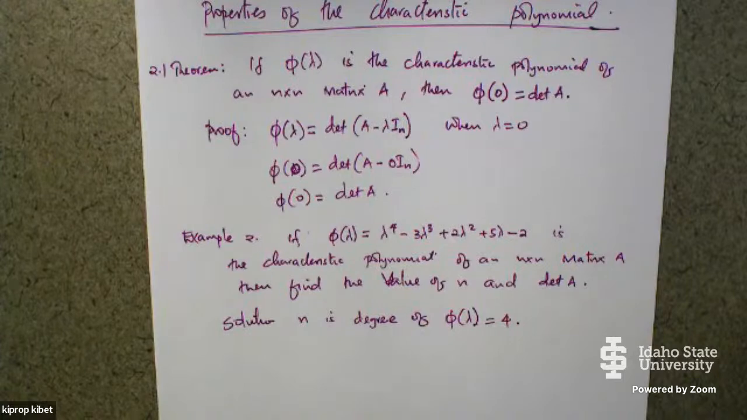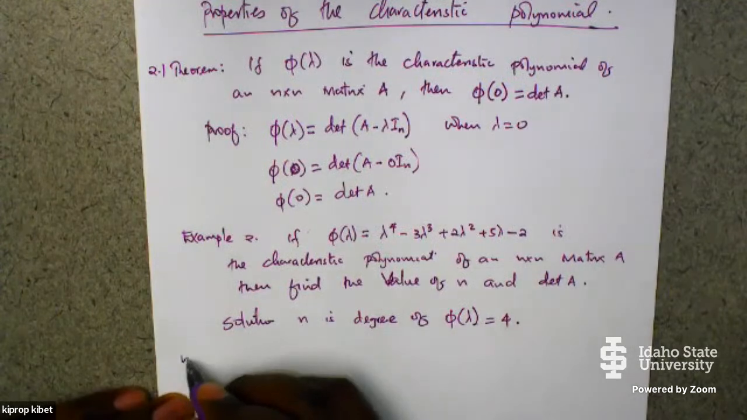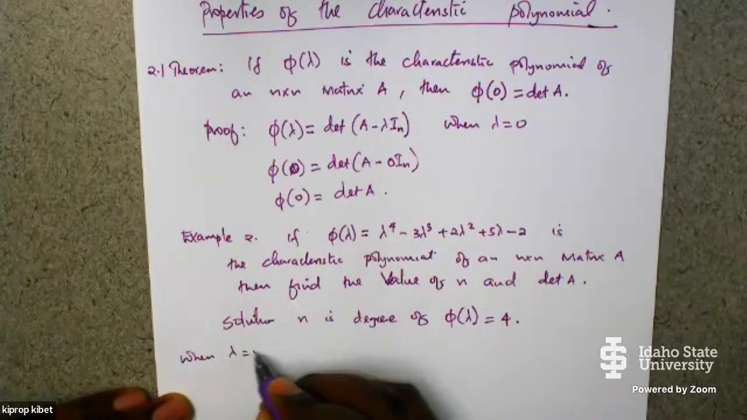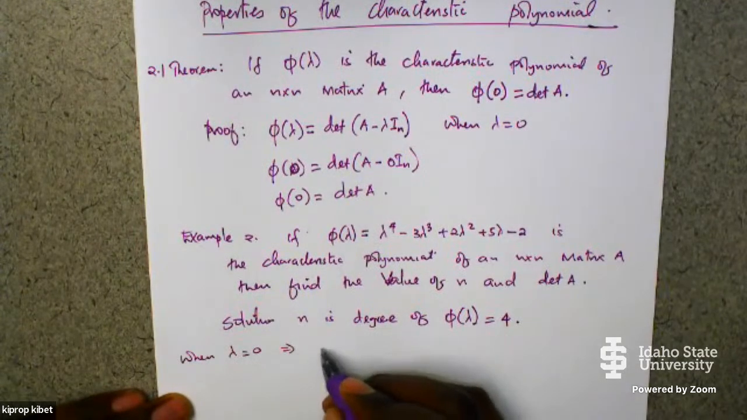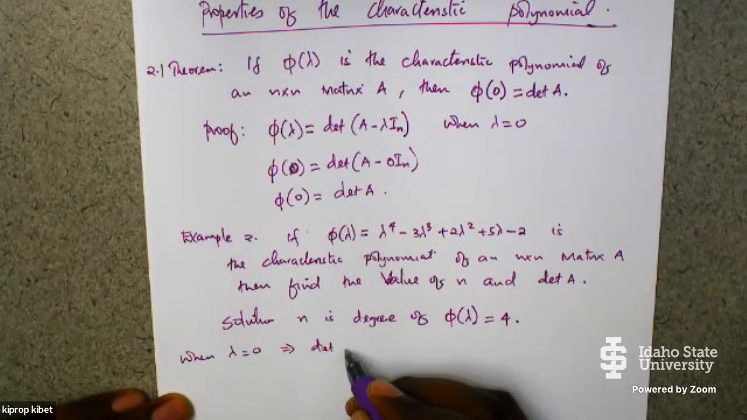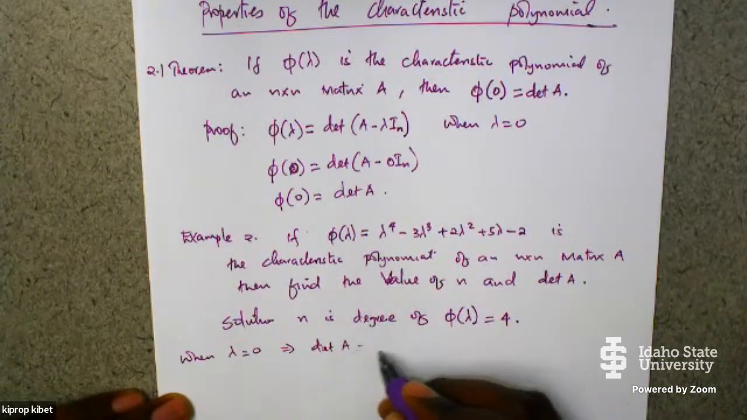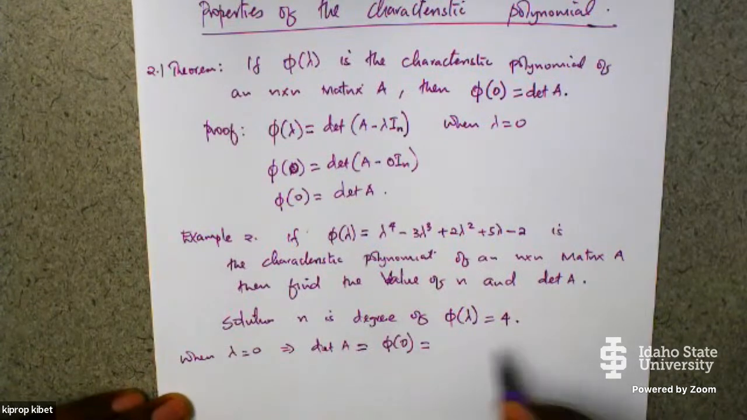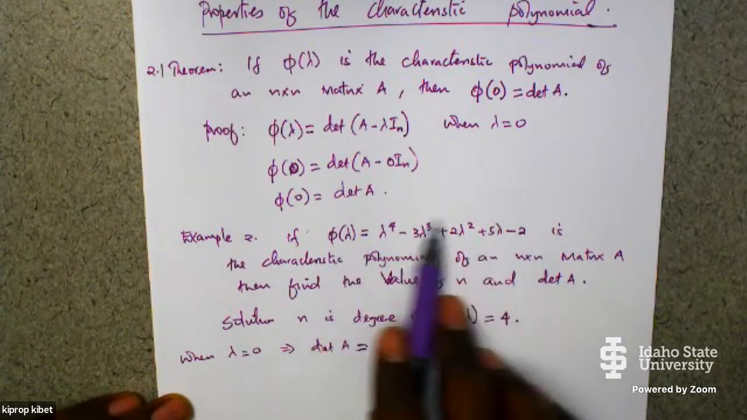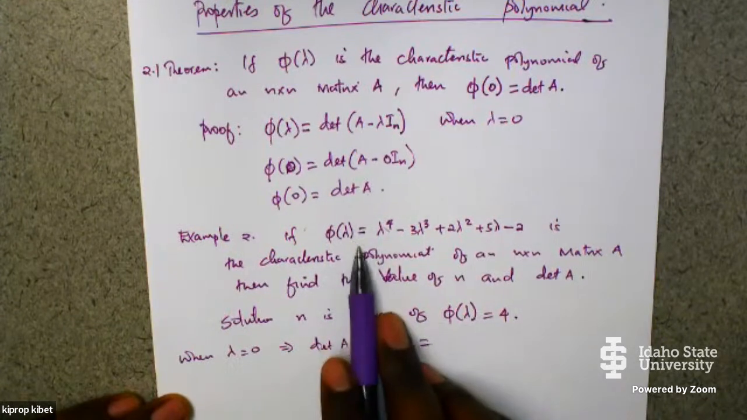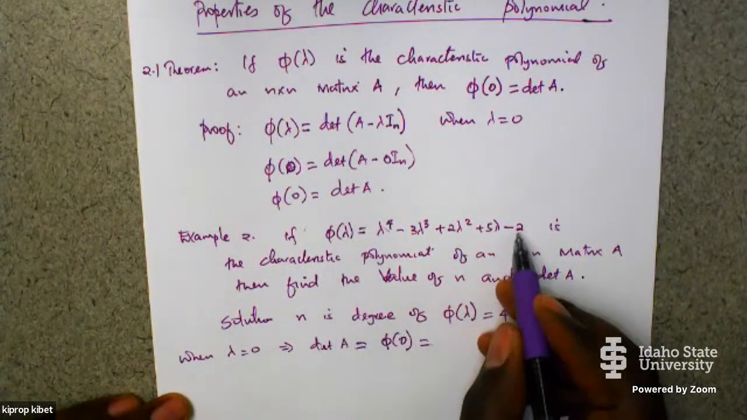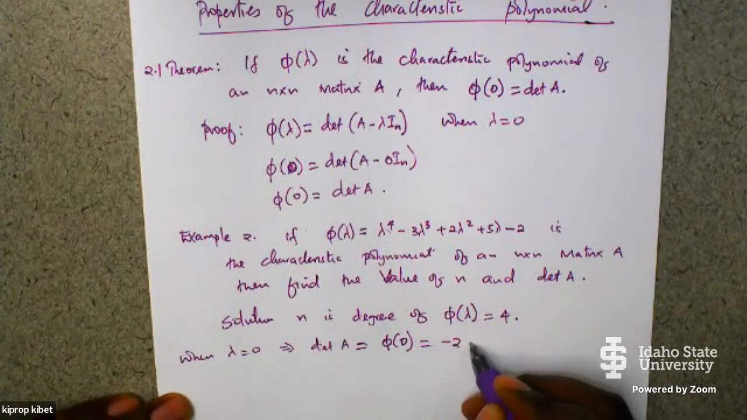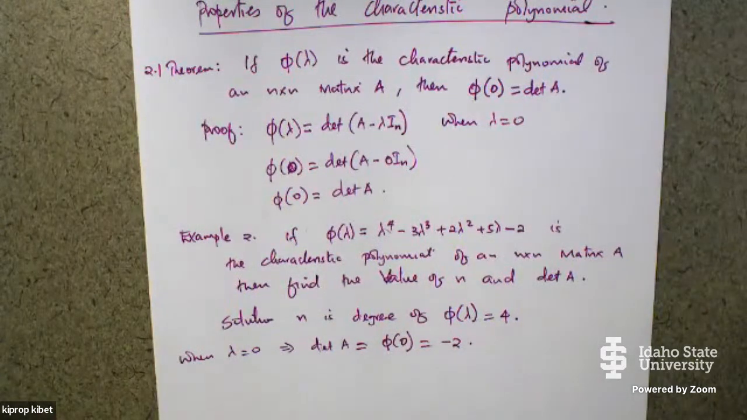So what is the determinant? When lambda equals 0, the determinant of A equals phi of 0, in our case, where we replace everything that has lambda by 0. And we get -2. So the determinant of A is equal to -2.